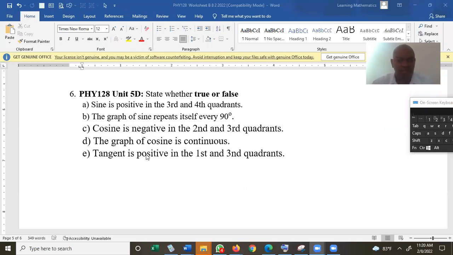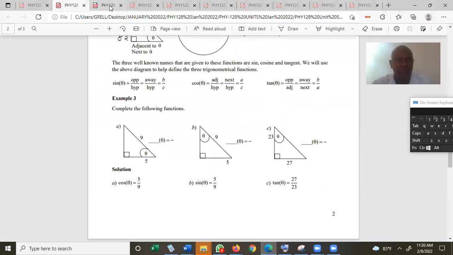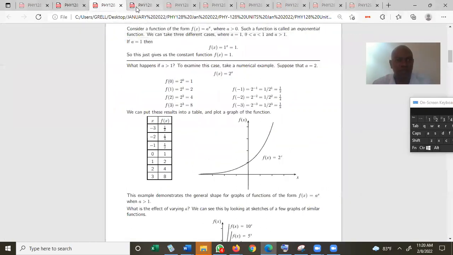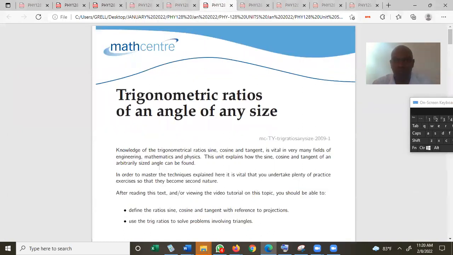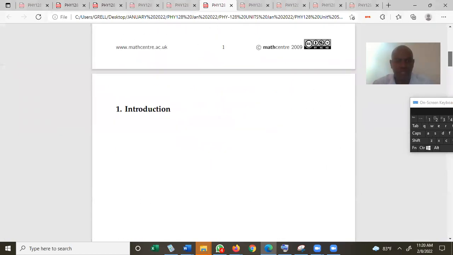Yes, so to do number 6, we have to recall some information we did already, and we can also get that in unit 5D. Okay, unit 5D. Where's unit 5D? Unit 5B, unit 5C, unit 5D. This is unit 5D. Trigonometrical ratios, angles.